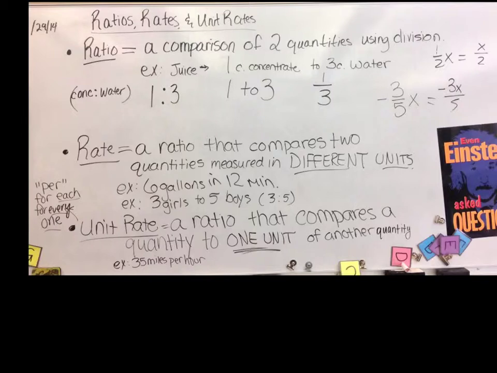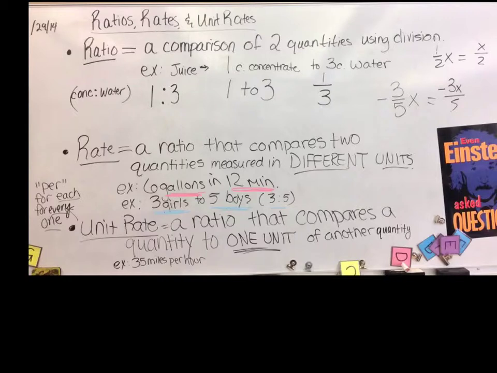Okay, if you're looking at a rate, this is a ratio as well, but this is a special ratio that compares two quantities that are measured in different units, and that different units is key. Okay, so a rate might be something like 6 gallons in 12 minutes, and I know that it's a rate because I'm comparing gallons to minutes. All right, another one might be a situation where you're saying in class there's 3 girls to 5 boys, so the rate of girls to boys would be 3 to 5. In this situation, you're looking at girls and boys. Those are two different units, so that would be a rate.